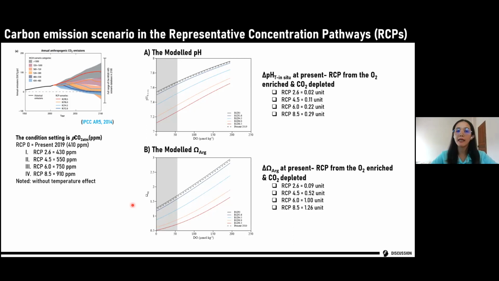The model of the pH result shows that the decrease goes from 0.2 unit at RCP 2.6 to 0.29 unit at RCP 8.5, and at the same time aragonite also decreases from 0.09 unit at 2.6 to 1.26 unit at 8.5. In summary, the pH and aragonite will drop by 0.92 and 1.26 unit in the next century in the upper Gulf of Thailand.